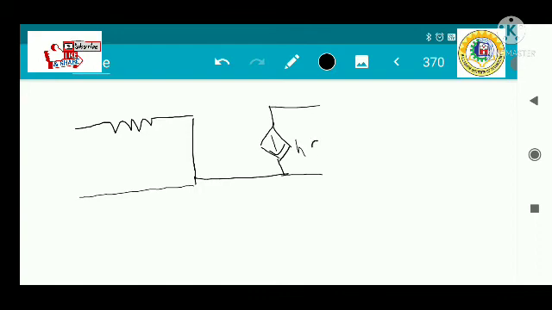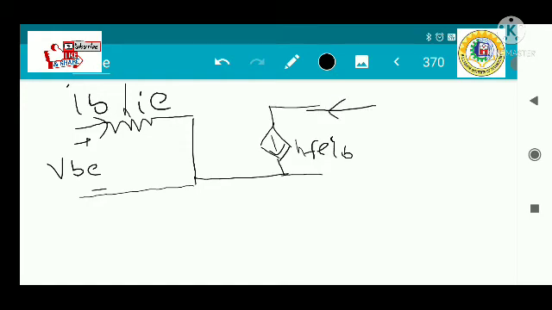So this is your HFE into IB, this is your HIE, and this is your VBE. This is your current flowing through, IB, and there may be your load resistance connected across this voltage, which is your VCE. Load resistance may be connected across it. So this model is very much similar to your previous model.